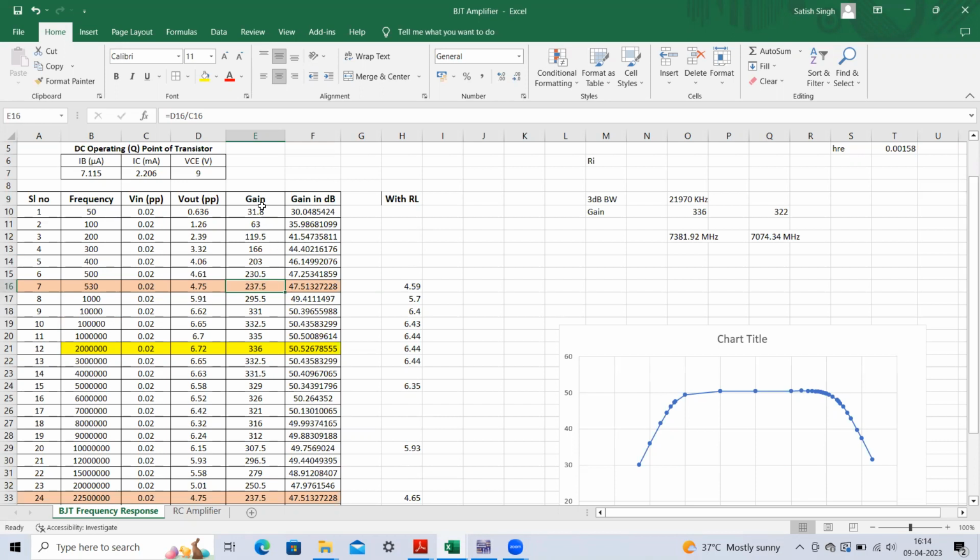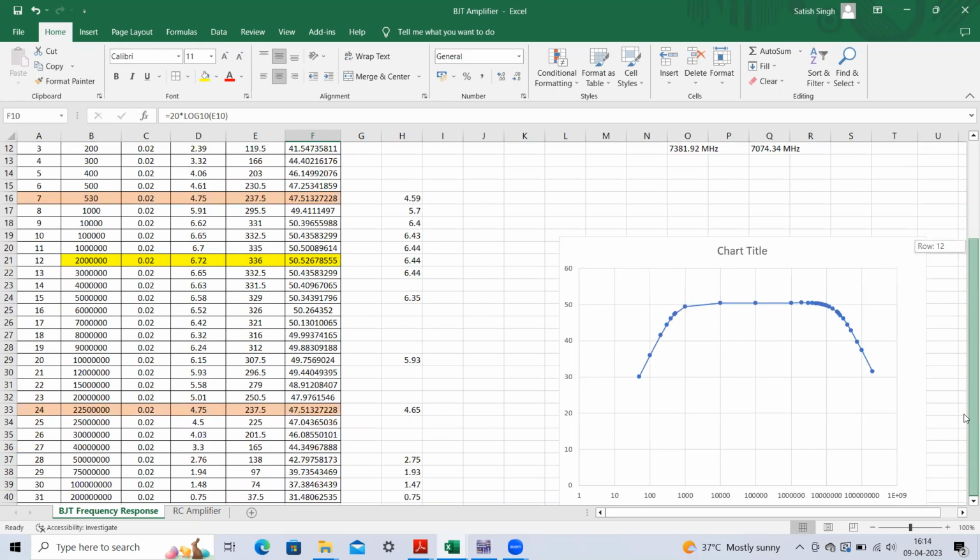Now, after getting this gain, I have calculated the gain in dB. So there is a formula. We have to substitute 20 into log 10, and then we have to take this absolute value, and this way we can calculate gain in dB. So this way I have calculated the gain in dB.